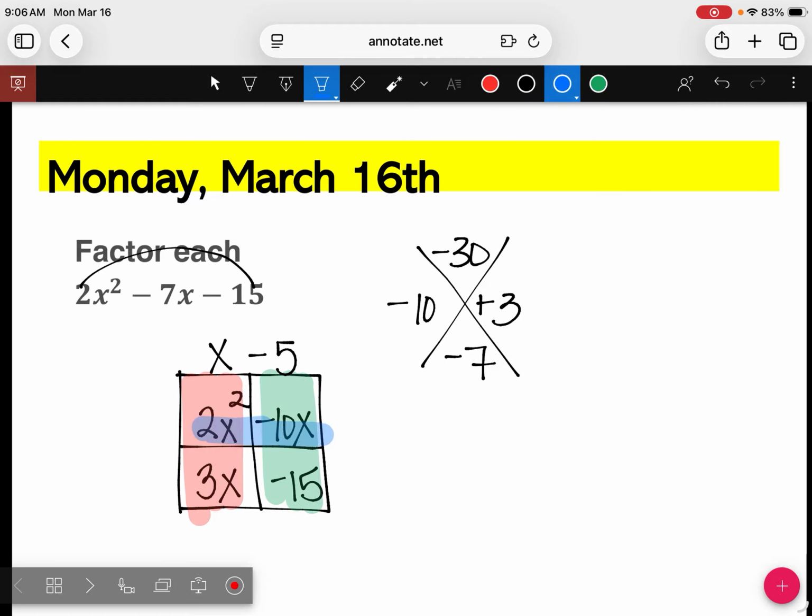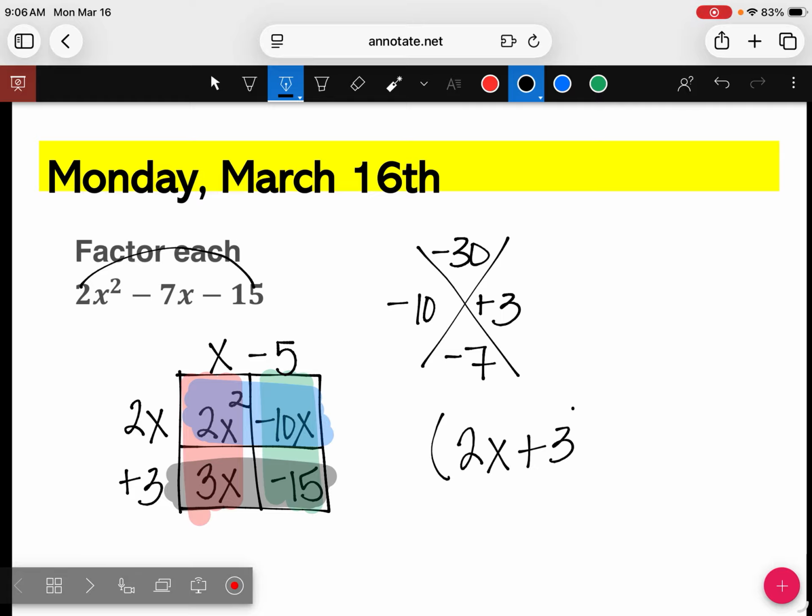Now we're going to go across. Both of these boxes are even numbers, so I'm going to take out a 2 and also an x. And then our bottom row, I can take out a 3. Now, you can always check to see if you got the right answers, because it should multiply to give you what's on the inside. So our factors are 2x plus 3 and x minus 5.